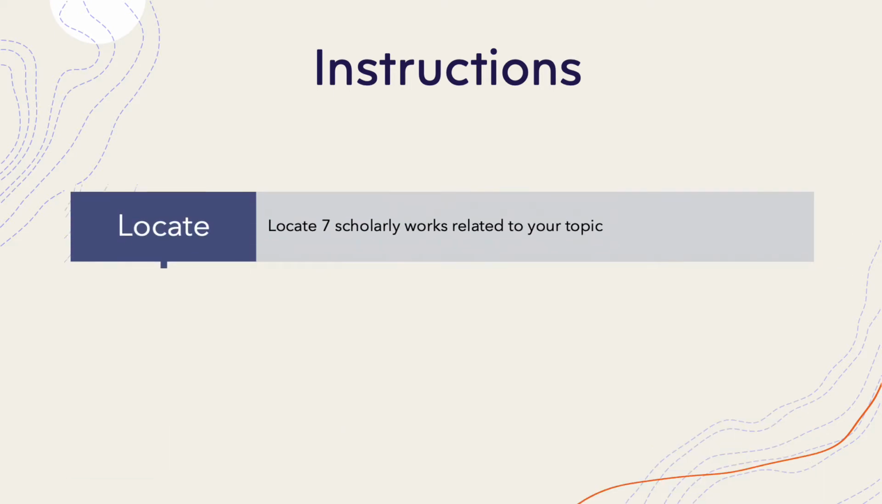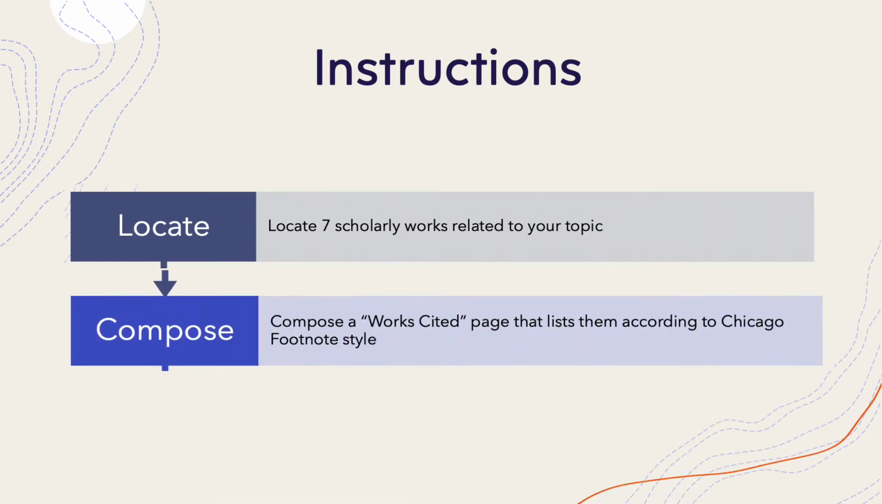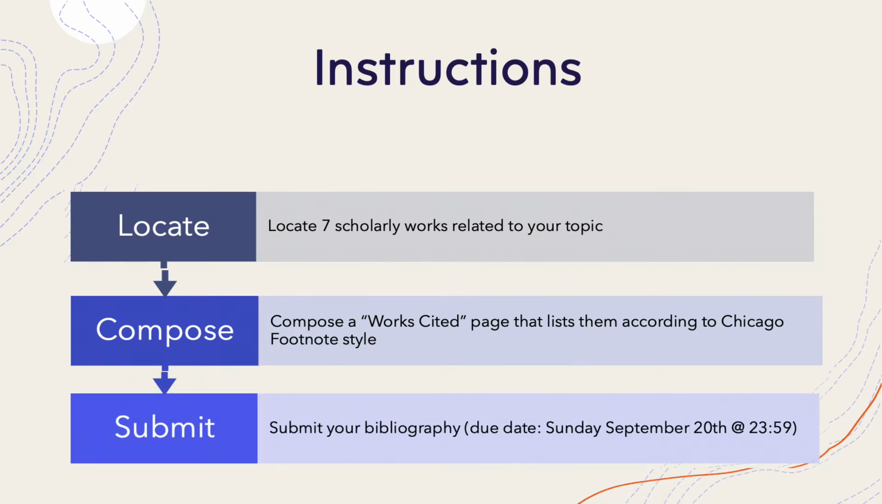The instructions for the assignment are this. You have to find 7 different scholarly works related to your topic and specifically that address the research question that you posed in your proposal. Once you find those 7 secondary sources, you'll then put together a Works Cited page. This is basically a bibliography that just lists all of your sources, all 7 of them, in accordance with Chicago footnote style. And then once you do that, you'll submit your bibliography, which is due by the end of the day on Sunday, September 20th.